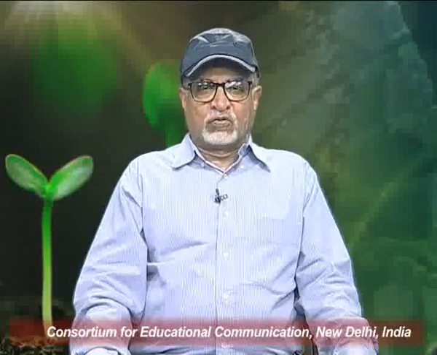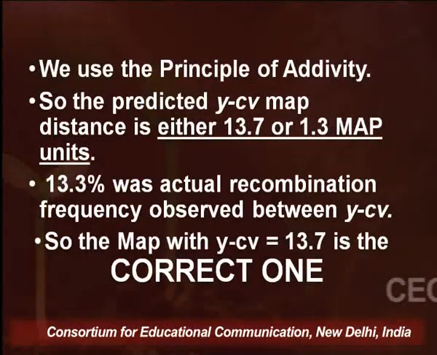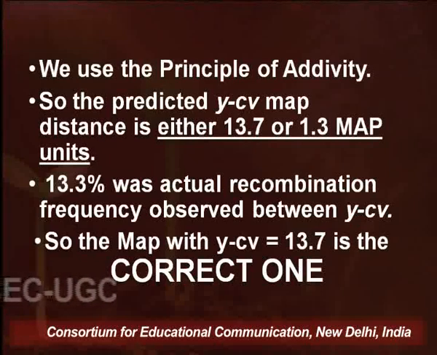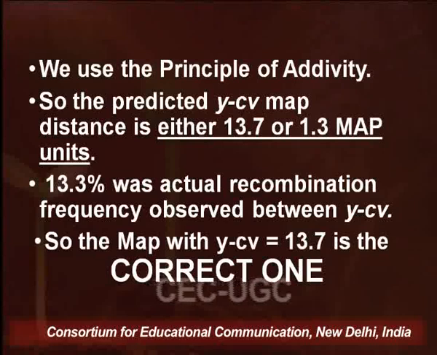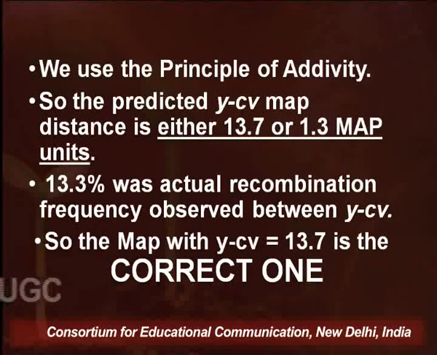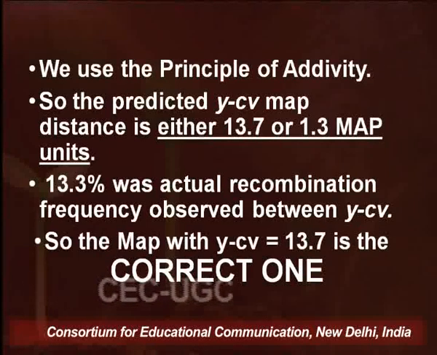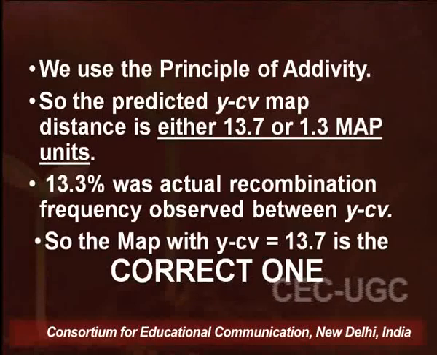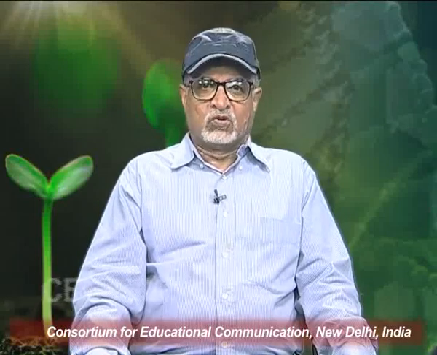But then actually it was found we are using the principle of additivity. So the predicted Y to CV map distance is either 13.7 as we saw in the second case, or 1.3 map unit as we saw in the last case. When the actual recombination frequency was calculated and observed, it came out to be 13.3. So that means out of the three possibilities, the third possibility happens to be absolutely true, and therefore the map with Y, RB, CV, where we have 13.7, this happens to be the correct one.